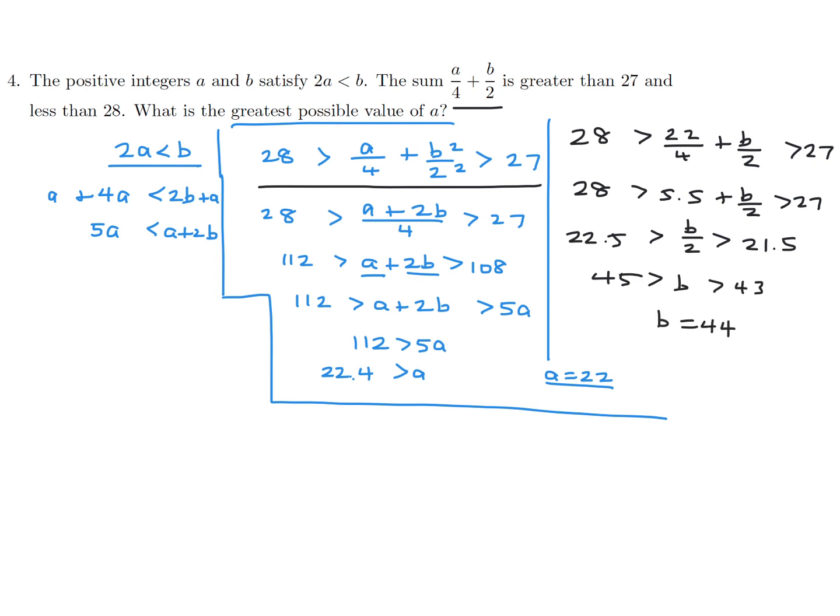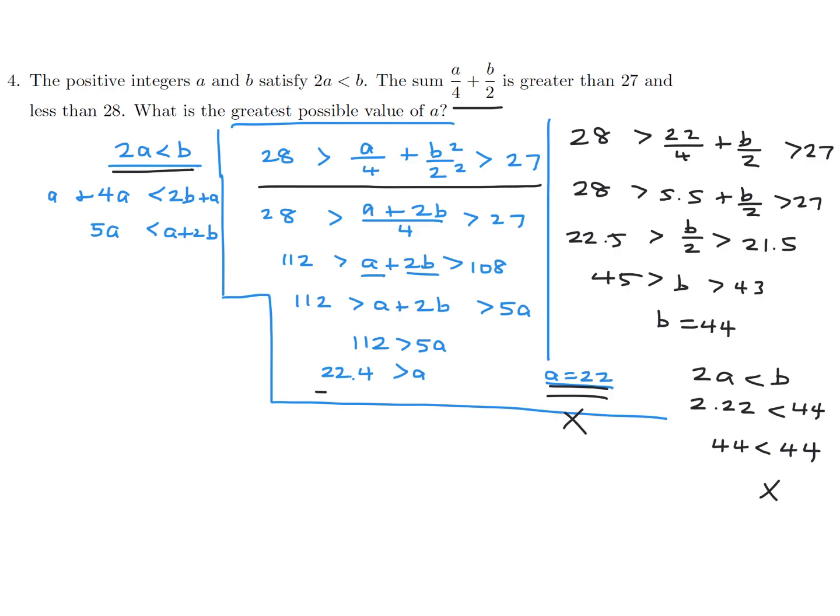And then we have to see if this holds up with our values. 2A, is it less than B? Well, 2A would be 2 times 22, and B is 44. 44 is less than 44? Okay, so this is false. 44 is not less than 44, it's equal to. So that basically means that A equals 22 is not valid.